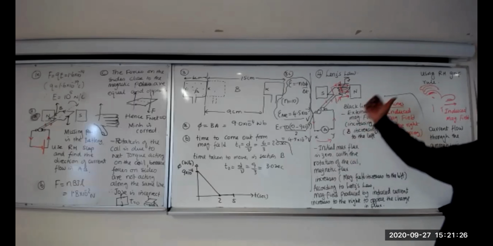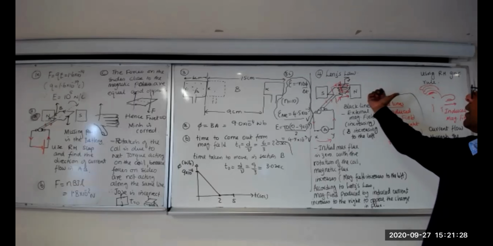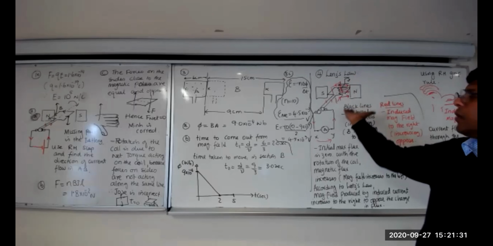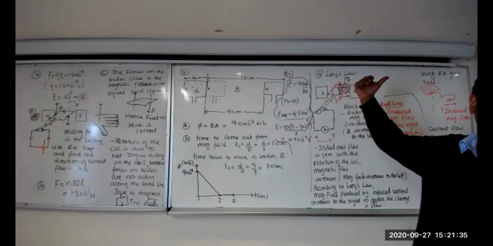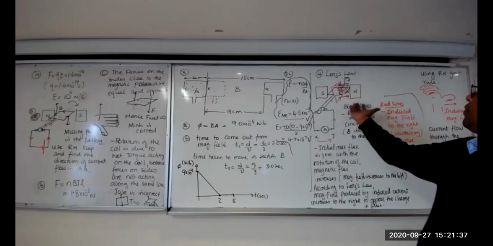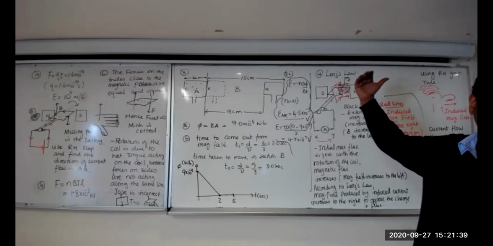If the induced field is to the right, my thumb should be pointing that way. And I curl my hand around like that. I'm using the solenoid rule. I'm using my thumb for the magnetic field. It's easier to curl around.